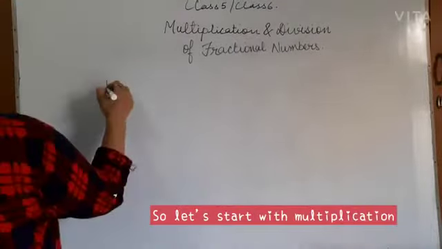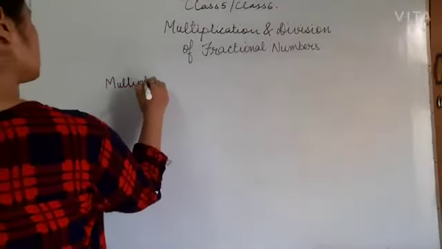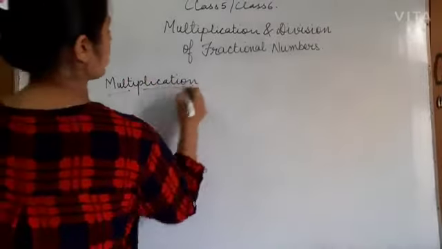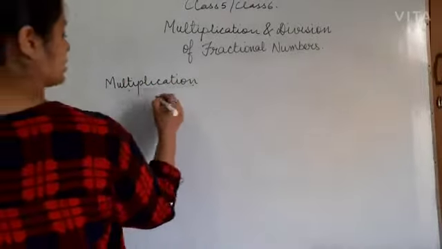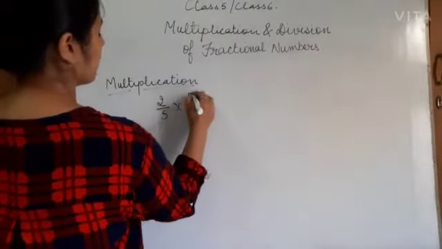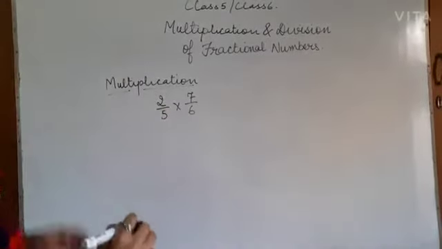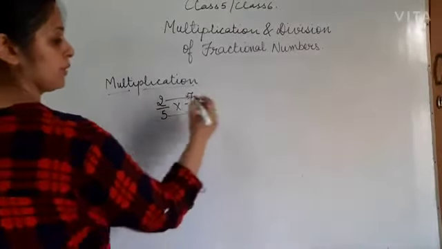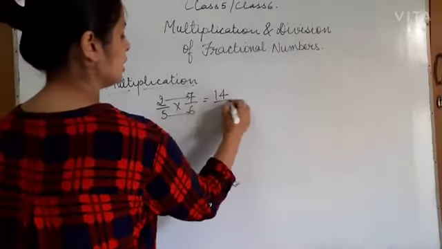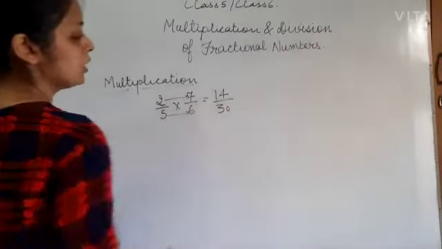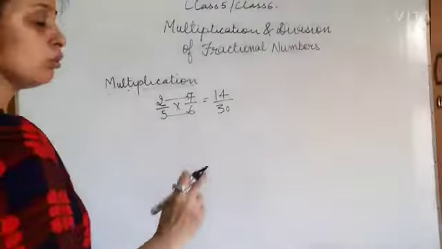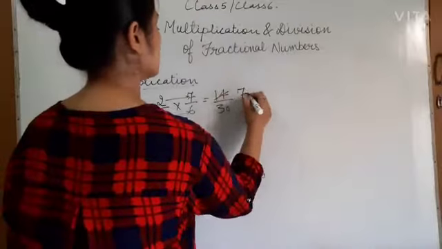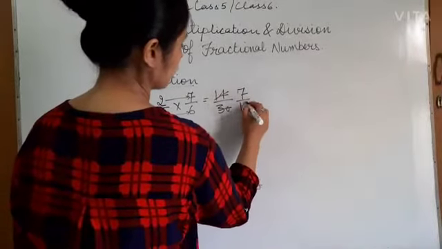First of all, multiplication of fractions. In multiplication, it's a very simple and easy topic. Suppose they give you two fractions, 2 upon 5 to be multiplied by 7 upon 6. What we will do, we'll always multiply numerator with numerator and denominator with denominator. So 7 2s are 14, 5 6s are 30. Now if these are not in simplest form, you will do cutting and find the simplest form. 2 7s are 14, 2 15s are 30.